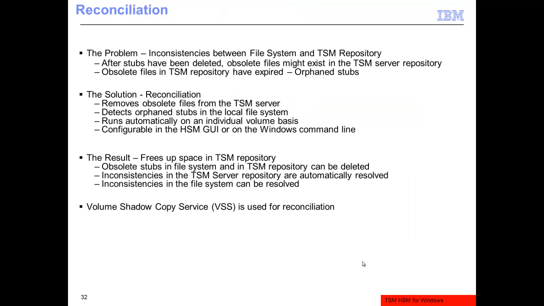Now, just like with Unix, we also run reconciliation to make sure that the TSM server and the Windows machine where migration is being run are in sync. Just like with Unix, this reconciliation can be scheduled. It will go through and compare both the TSM server and the stub files on the production machine. And the way that we actually do this on Windows is we use the volume shadow copy services to help with the reconciliation.